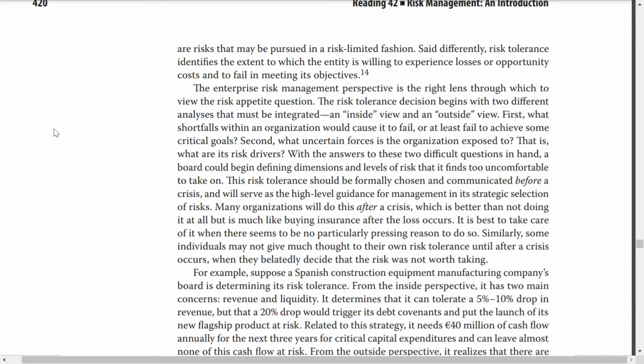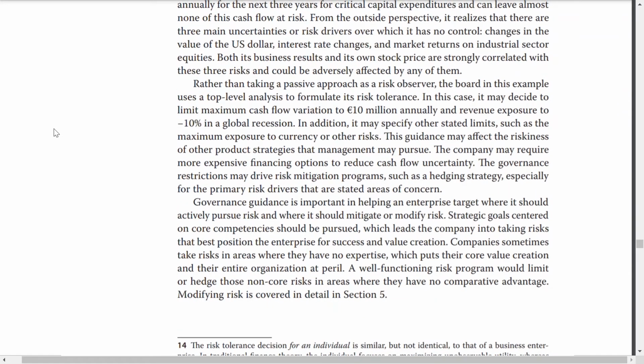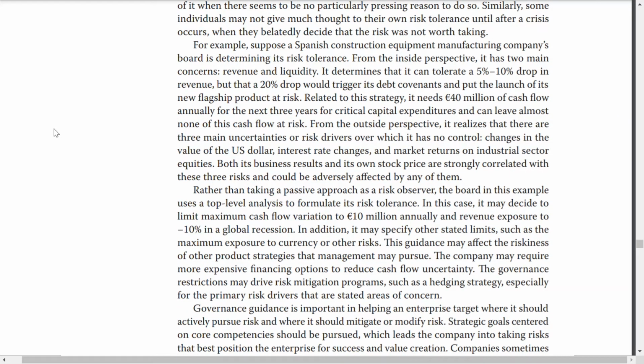For example, suppose a Spanish construction equipment manufacturing company's board is determining the risk tolerance. From the inside perspective, it has two main revenues, but a 20% drop would trigger the debt covenants and put the launch of its new flagship product at risk. The strategy needs 40 million of cash flows, none of which can be at risk. From the outside perspective, it realizes that there are three main uncertainties or risk drivers over which it has no control. Both its business results and its owners' stock price are strongly correlated with these three risks and could be adversely affected by any of them.